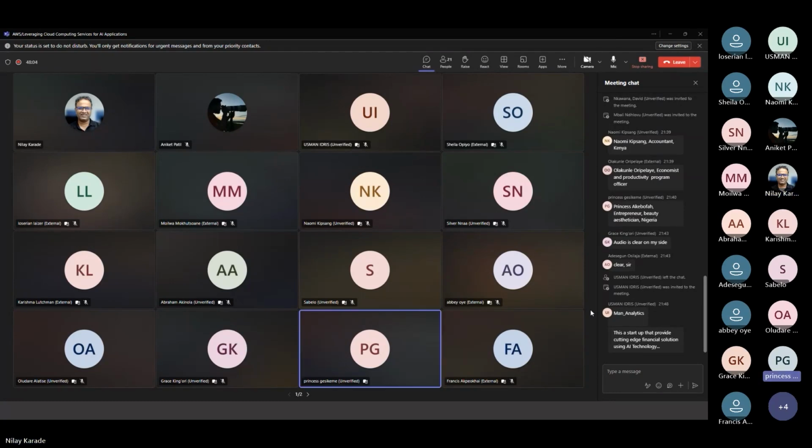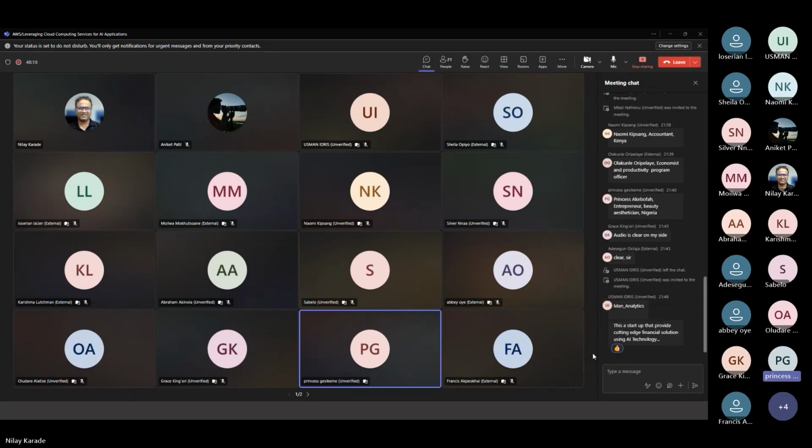Yes, I need this course because I'm trying to do the back end, and also how to make payments and other things. Okay, perfect. So Usman is talking about a cutting edge financial solution using AI technology.